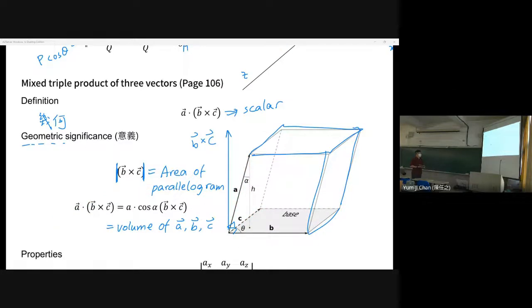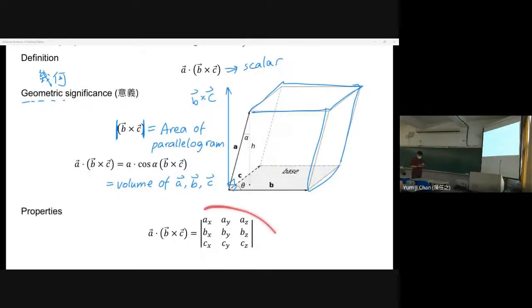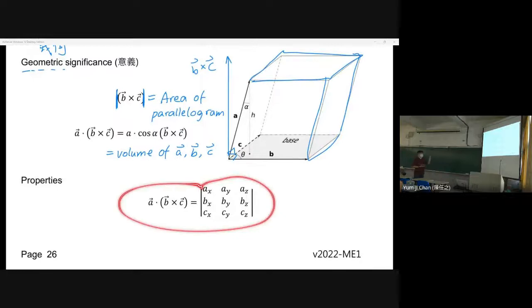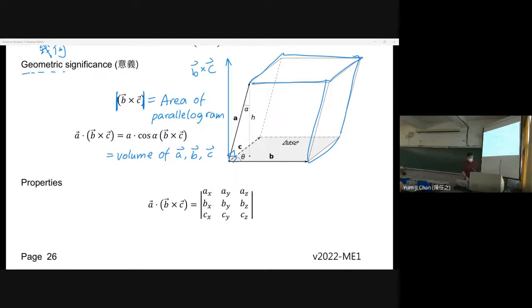And for your reference, to calculate this, you calculate the determinant of this. Okay. And this is the new thing I want to introduce today.